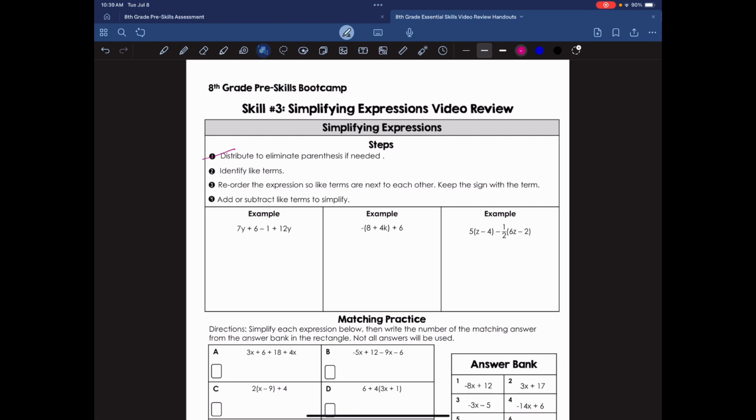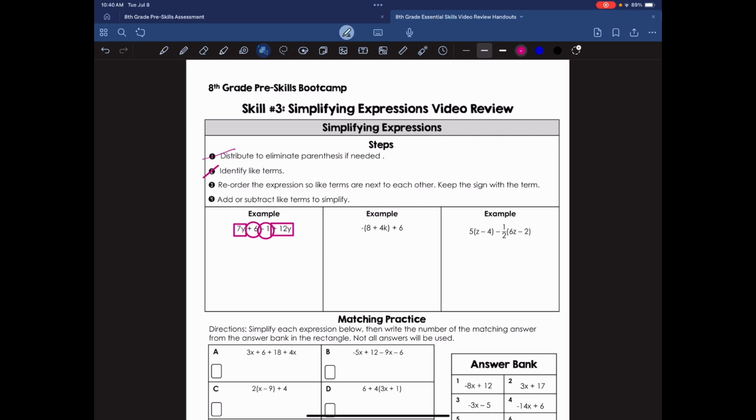So I've got this 7y, and I know that it is a like term with the 12y. I'm going to make sure that I include the sign that is in front of it. So in this case, that 12y is positive, so I'm going to keep that addition sign with it. Okay. The other two terms do not have a y, so I'm going to code those differently. Maybe I'll use a circle, but I'm going to keep the signs with them. So this is a +6 and a -1, and there's a little bit of overlap here, but that's okay. So that's identifying those like terms.